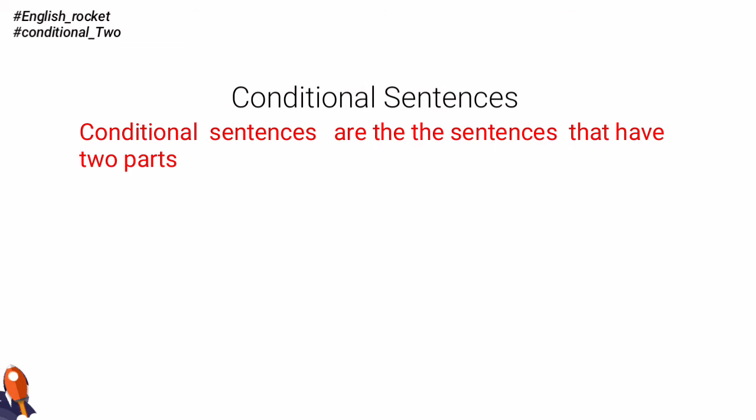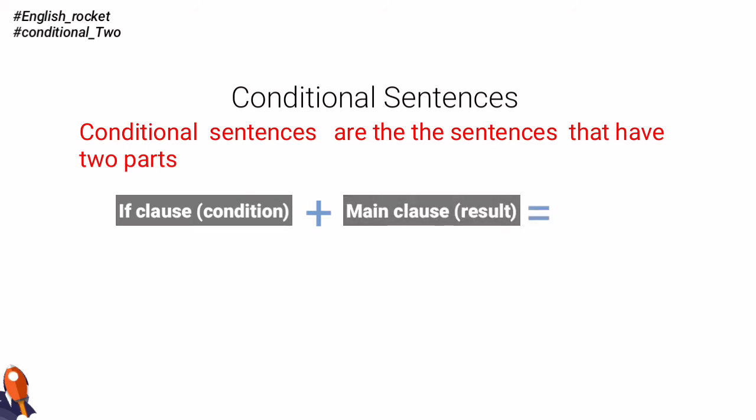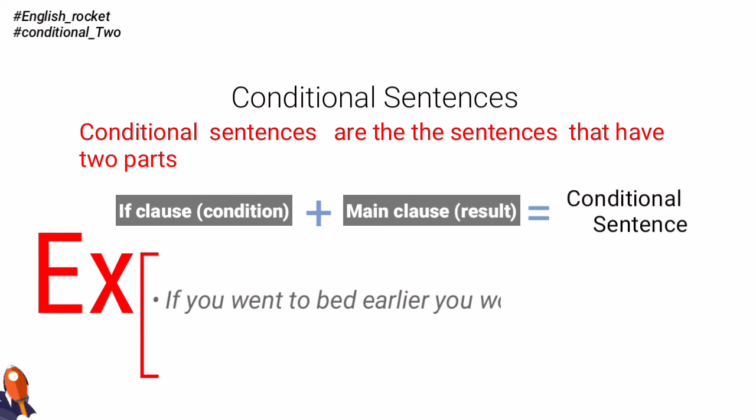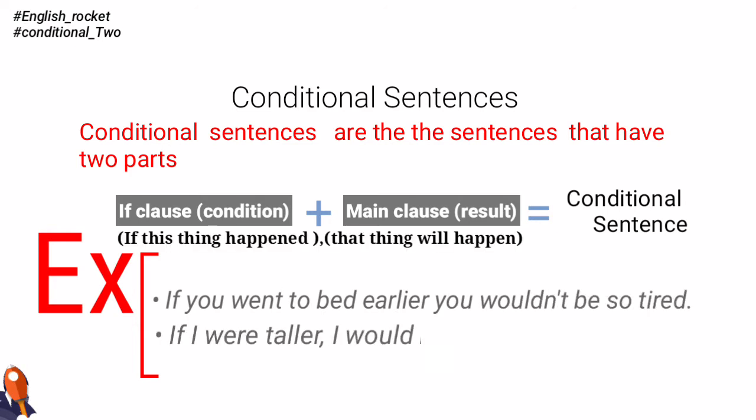Conditional sentences are the sentences that have two parts: the if clause, the condition, plus the main clause, the result. For example, if you went to bed earlier, you wouldn't be so tired. If I were taller, I would buy this dress. If you went to bed earlier is the condition. You wouldn't be so tired is the result.